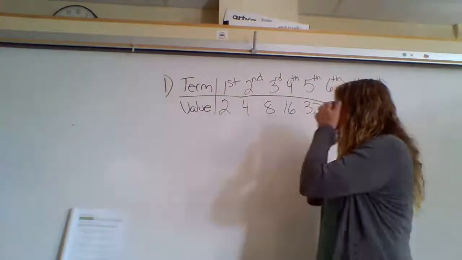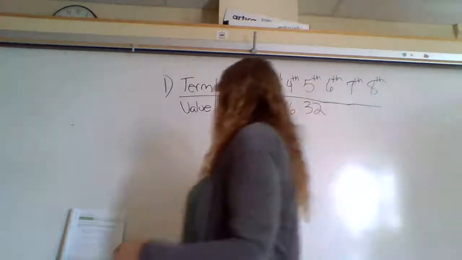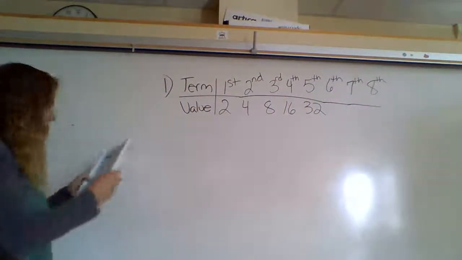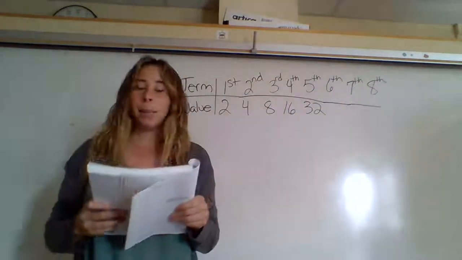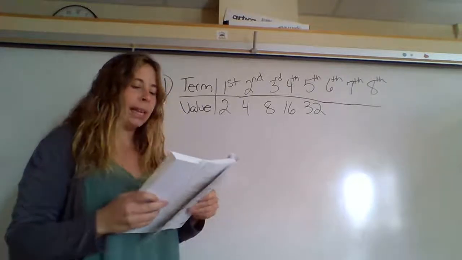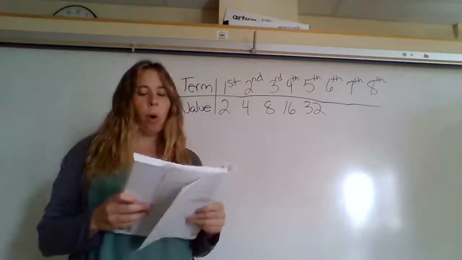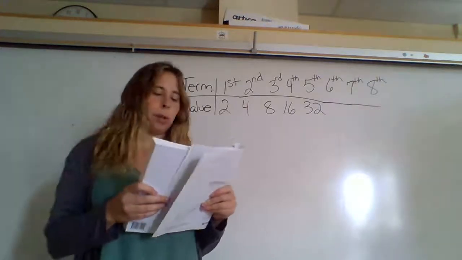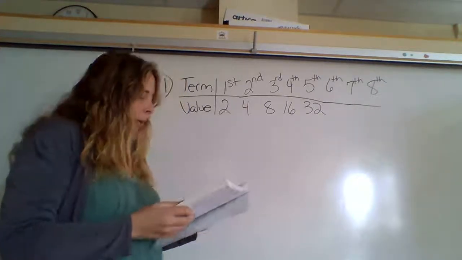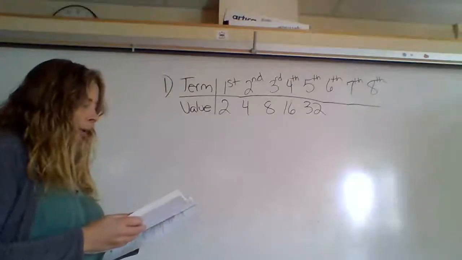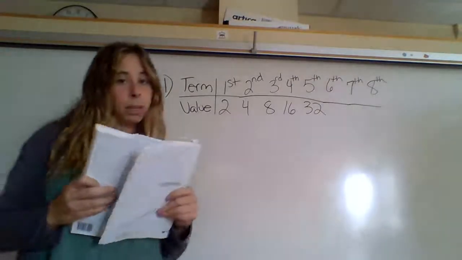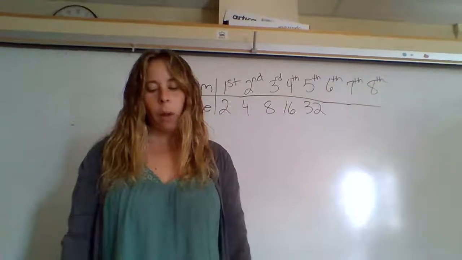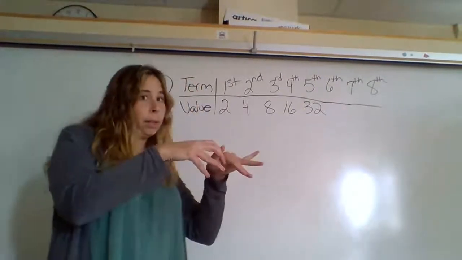Number 1 is on the board. It says the sequences below exemplify either an additive, which is arithmetic, or a multiplicative, which is geometric pattern. Identify the type of sequence, fill in the missing values on the table, and write an equation. Okay, so this is a throwback to IM1, all right?